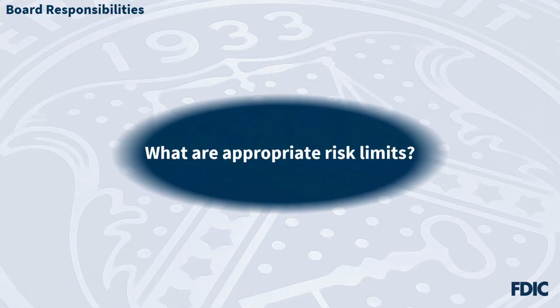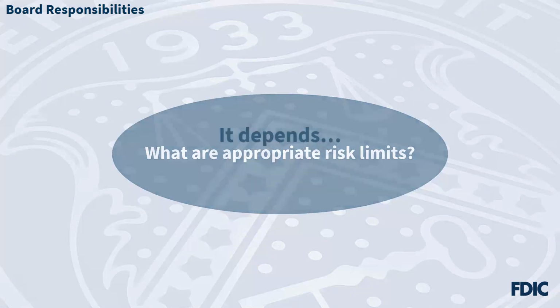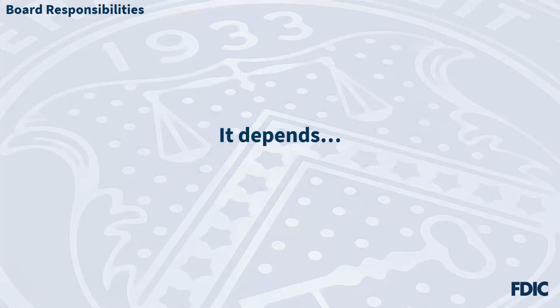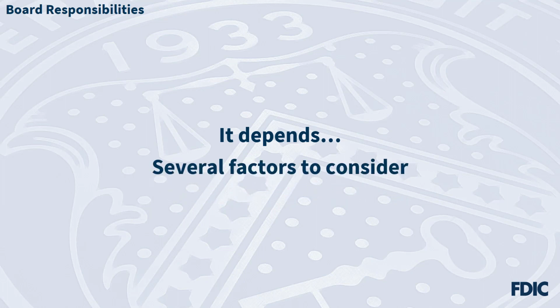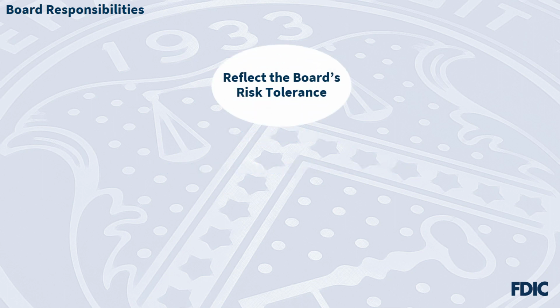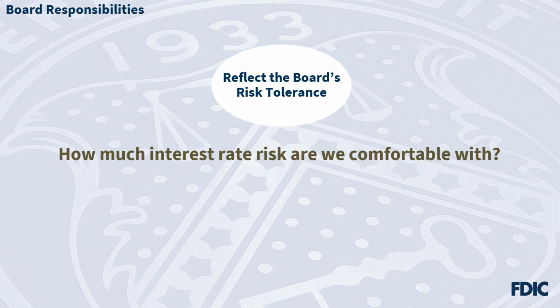Board members commonly ask, what are appropriate risk limits? We can't answer that question because there is no single right answer. Boards consider various factors when determining the appropriate policy limits for their banks. Limits reflect the board's risk tolerance and serve to control interest rate risk. Directors can ask themselves, how much interest rate risk are we comfortable with?